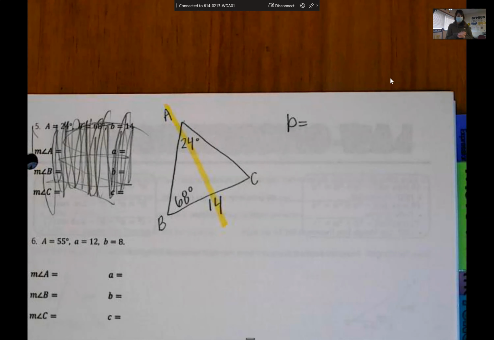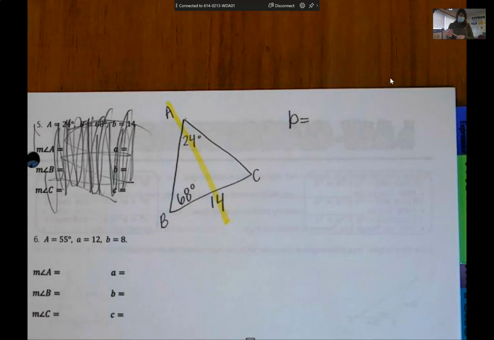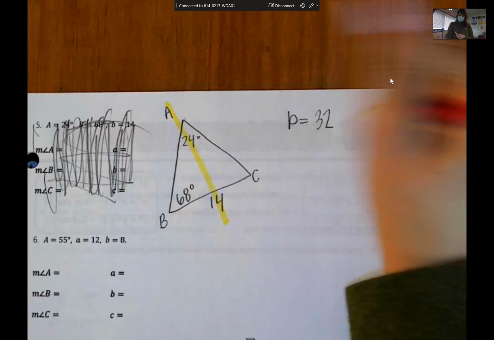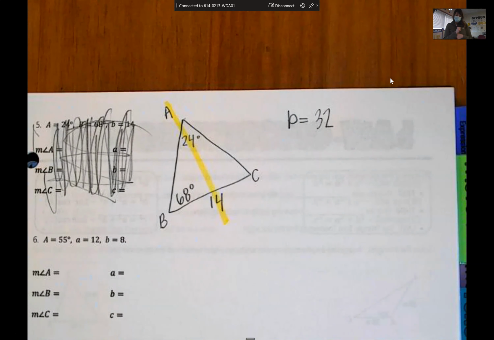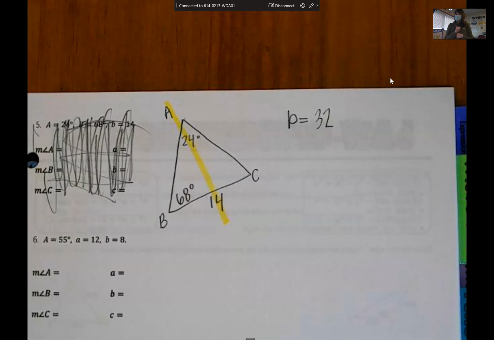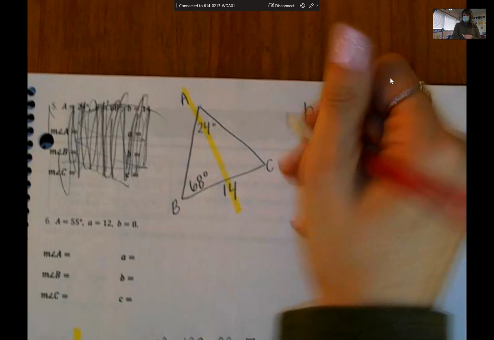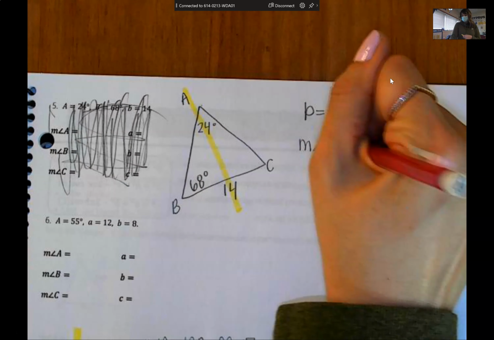Okay, what'd you guys get? I got 32. So sine of 24 over 14 equals sine 68 over little b. Okay, next up, find the measure of angle C.